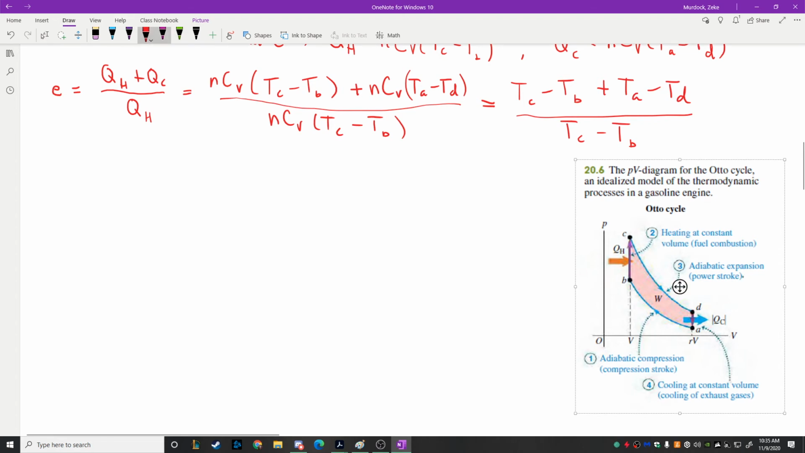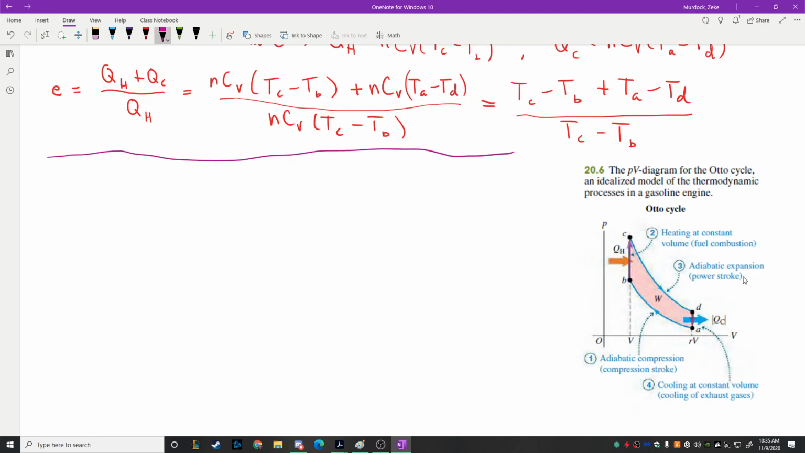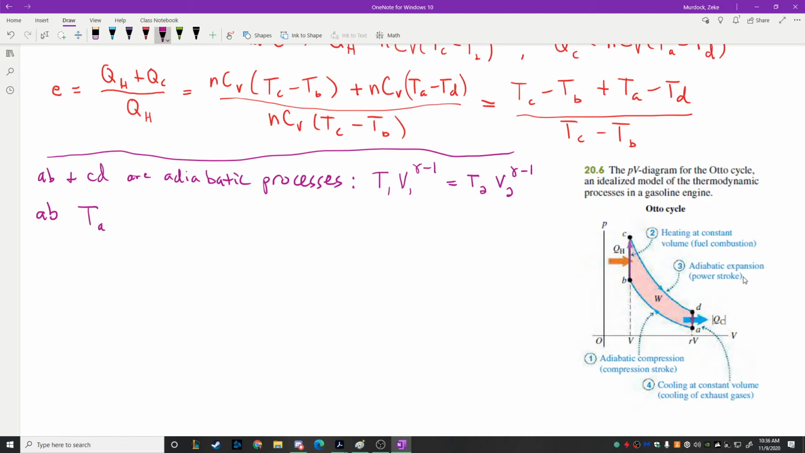And what we learned is that for adiabatic processes, which are A to B and C to D, what we know is that if I take temperature 1 times volume 1 raised to the gamma minus 1, this is equal to temperature 2 times volume 2 raised to the gamma minus 1 as well, where gamma is the ratio of CP to CV, right? So in our case, if we're doing the A to B process, then temperature A times VA to the gamma minus 1 should be equal to temperature B times volume B to the gamma minus 1.